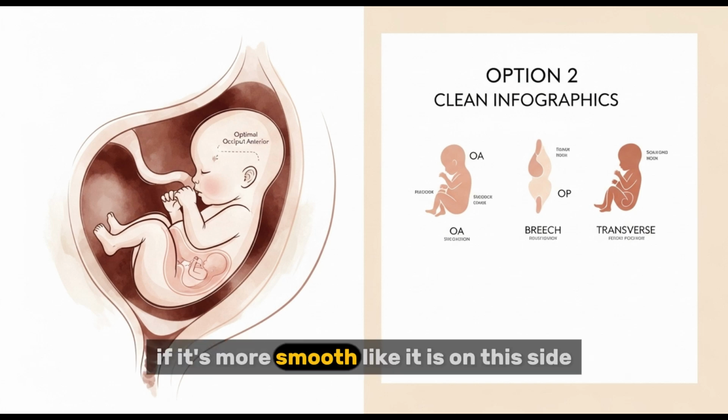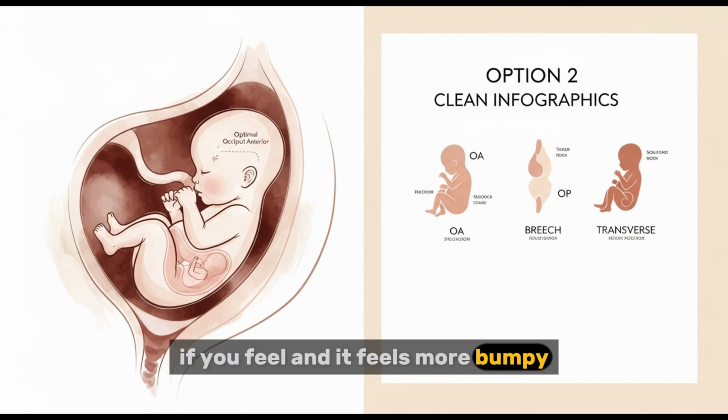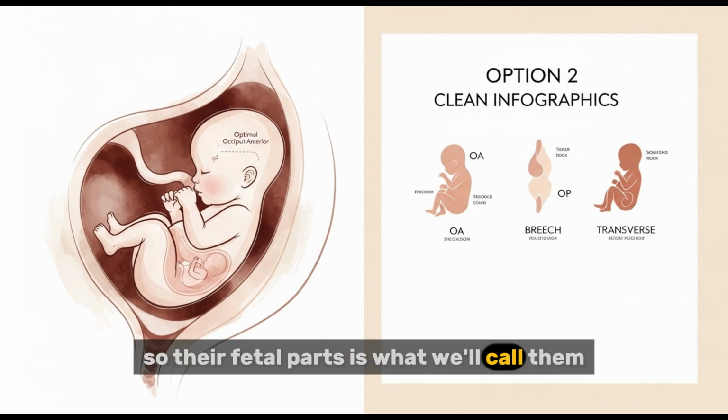If it's more smooth, like it is on this side, that is likely the fetal back or baby's back. If you feel and it feels more bumpy, or you can actually feel parts, like sometimes right here I can feel a leg or a limb of some sort, or further down I also felt a limb a little bit down there, then this is likely baby's actual limbs, so their fetal parts is what we'll call them.